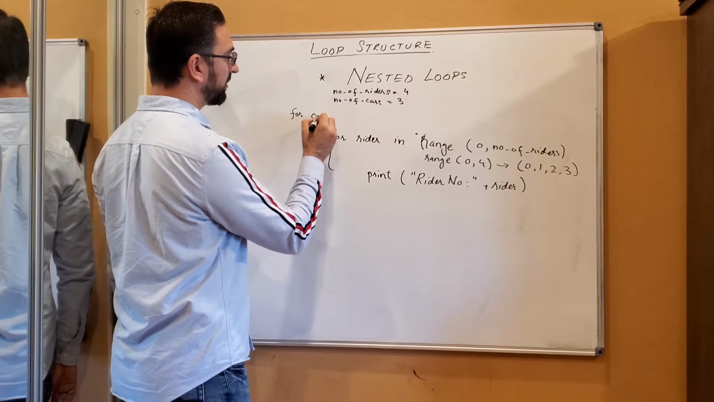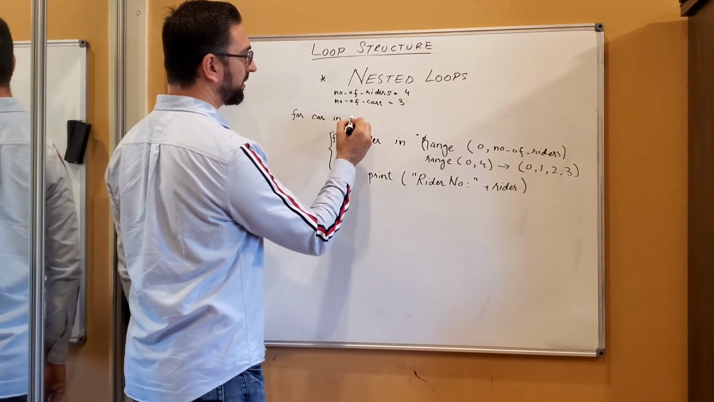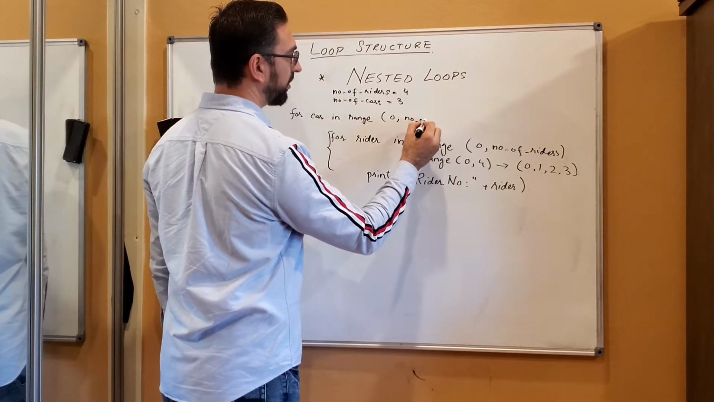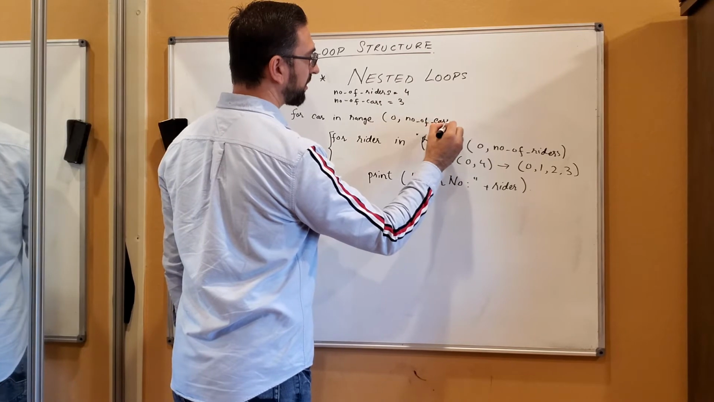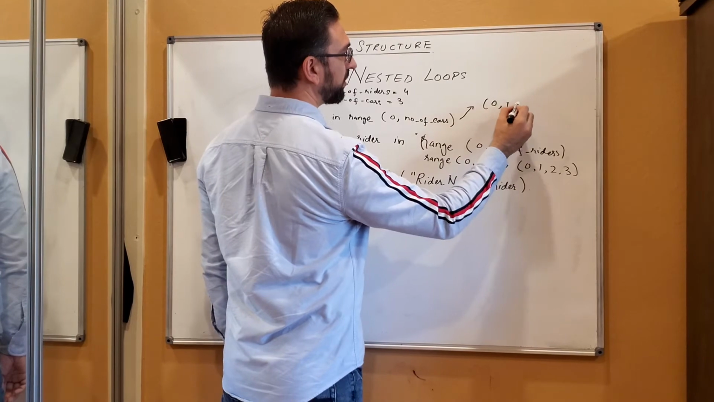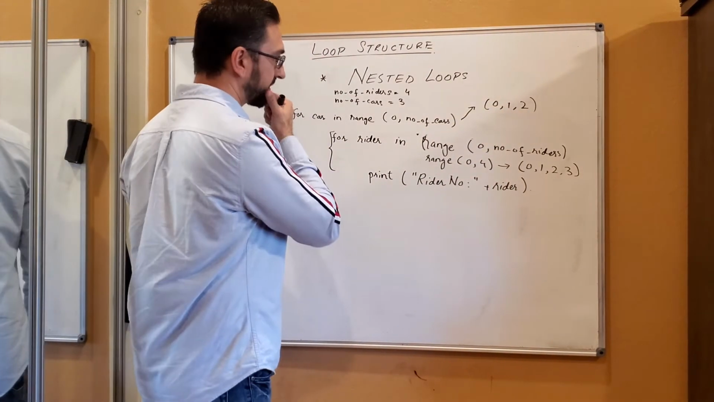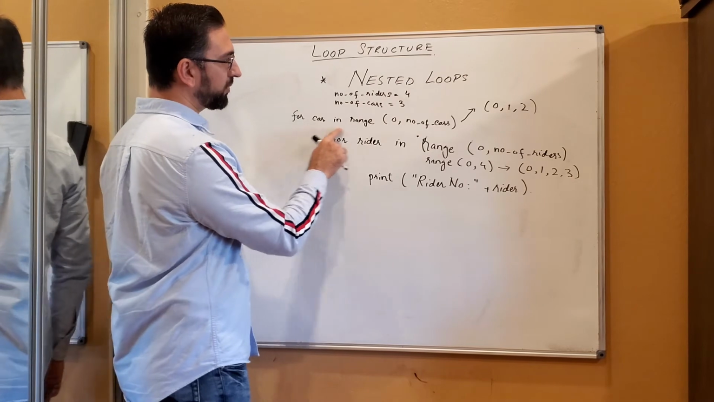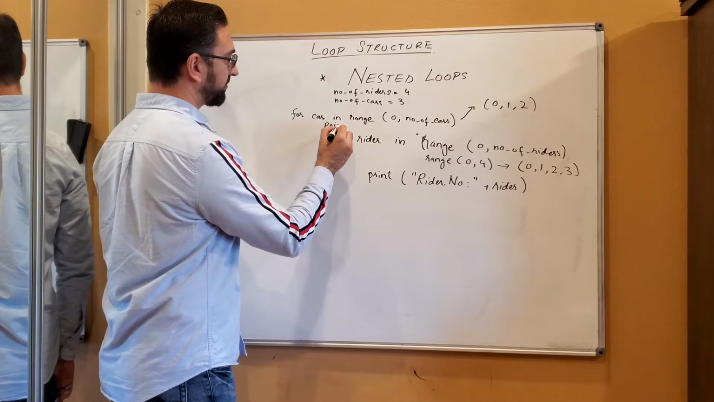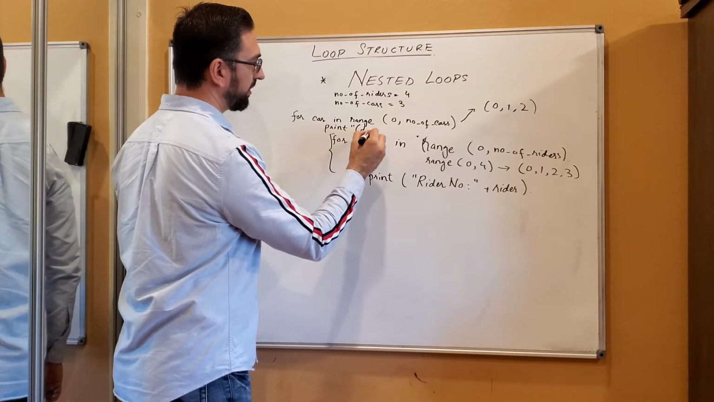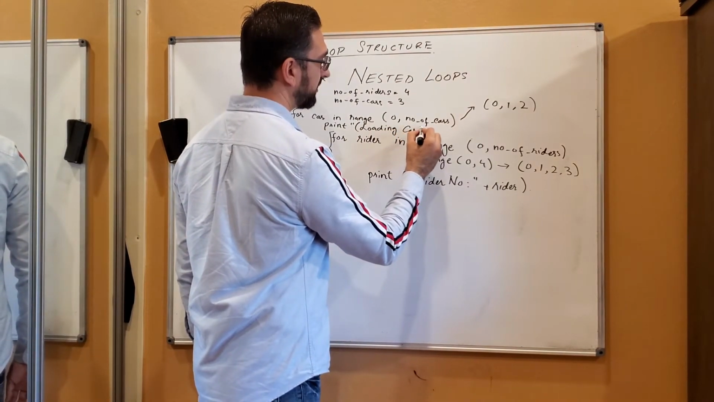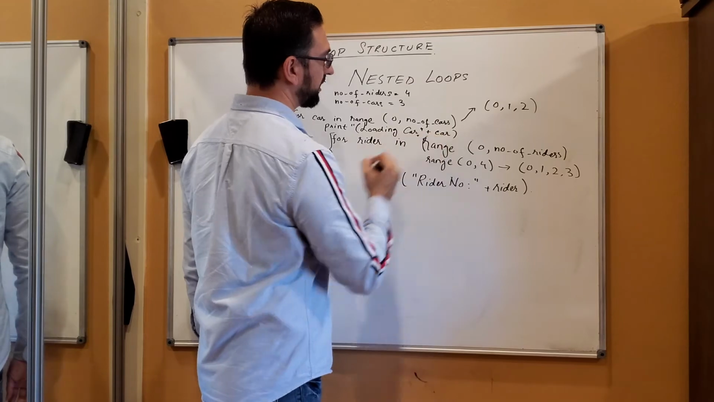For car in range 0 to number of cars. This produces a sequence of values 0, 1 and 2 to represent 3 cars. Once you have this for loop, it will go ahead and print inside this for loop, let's say loading car, and the variable car.